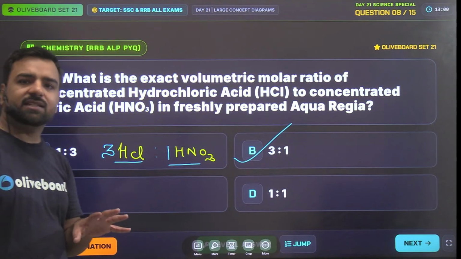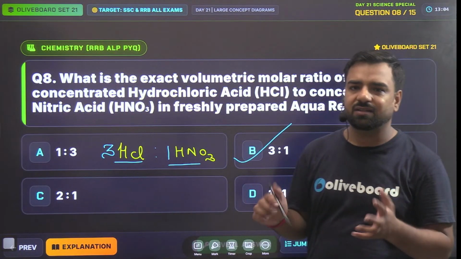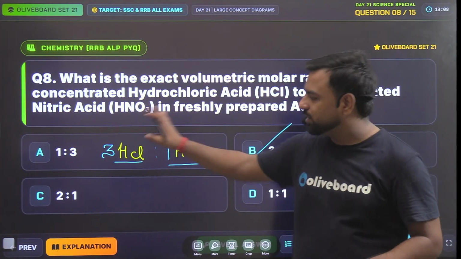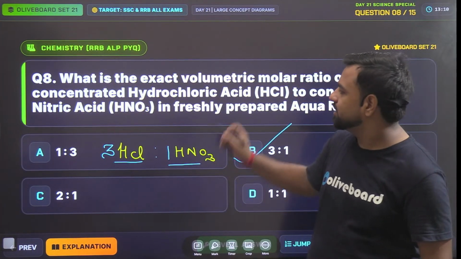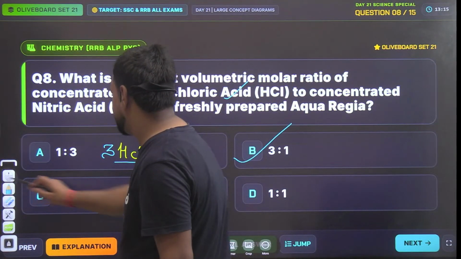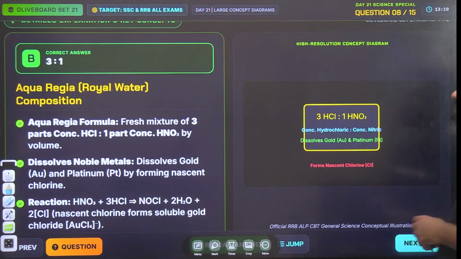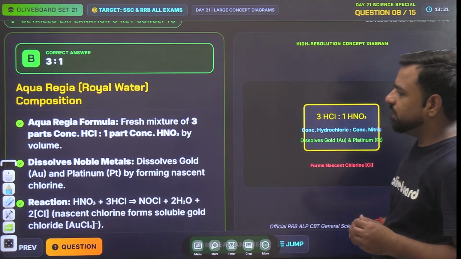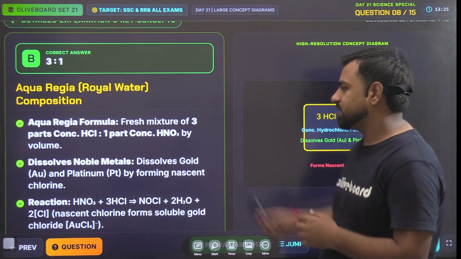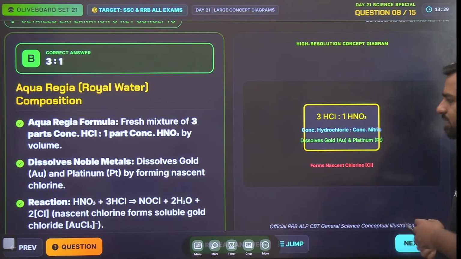So it happens in the examination. It feels like, sir, everything is easy, but in the main examination, when we sit down, we feel pressure. So in order to be relaxed there, you need to understand all these tricks. So yes, 3 parts of HCl and a single part of HNO3. That's why option number B is going to be the correct answer. What about next? So a fresh mixture of 3 parts of concentrated HCl and 1 part of concentrated HNO3 by volume. That's aqua regia, and it dissolves gold and platinum by forming nascent chlorine.